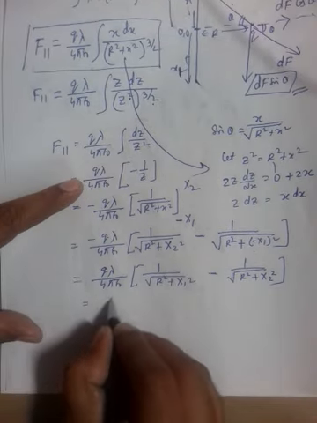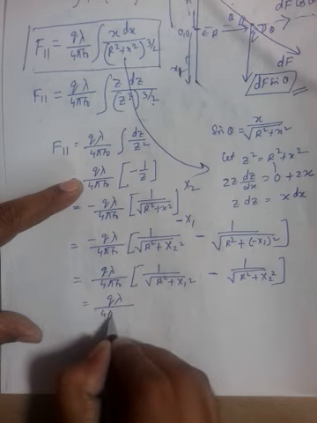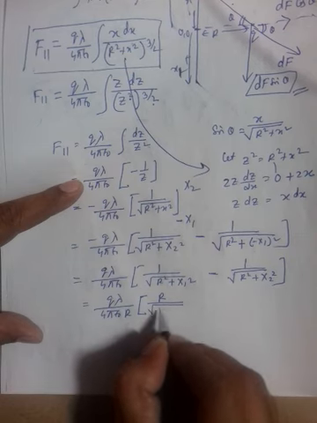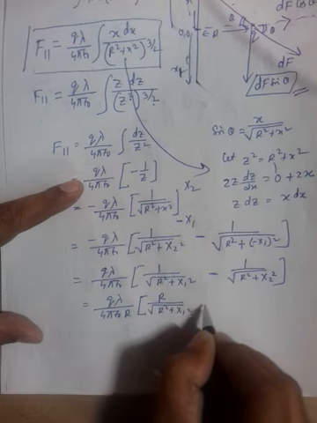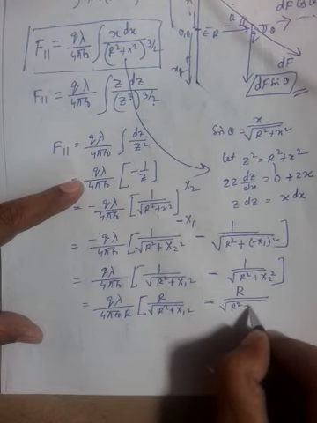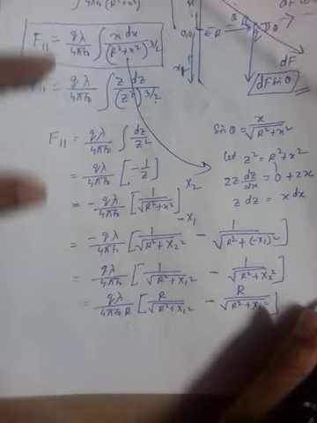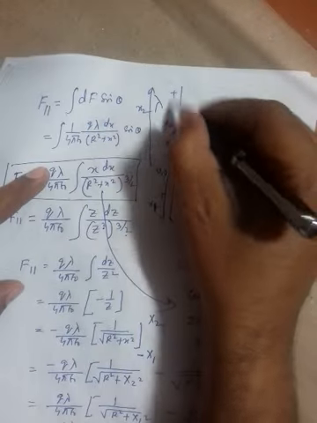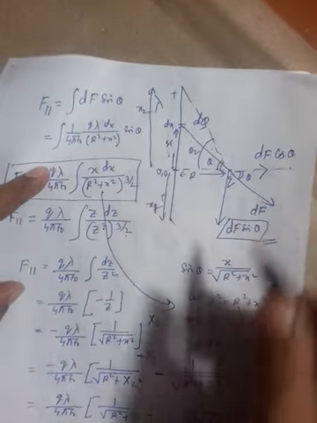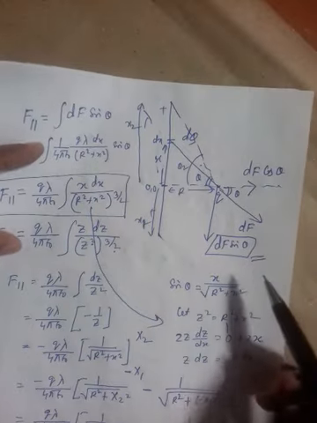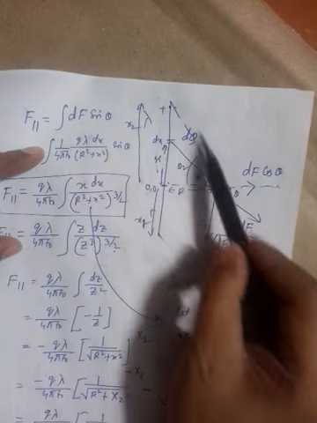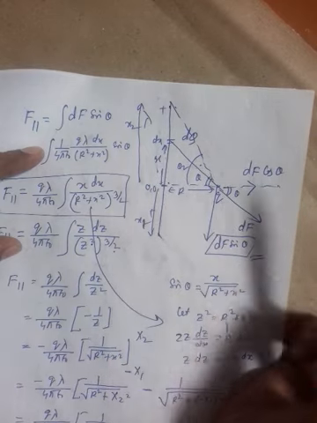Next step I am writing q lambda by 4 pi epsilon naught r. So I am writing r by under root r square plus x1 square minus r by under root r square plus x2 square. Now it is interesting. Clear? This distance is x2. If you look at this angle theta 2, what is sine of theta 2? Look at the drawing. It is perpendicular by hypotenuse. Perpendicular is x2, hypotenuse is under root r square plus x2 square.